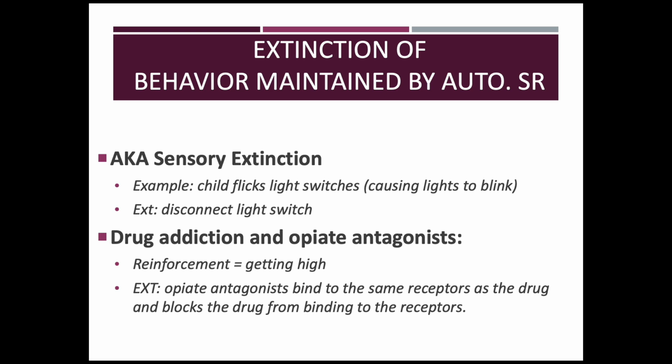Another interesting example would be the way opiate antagonists work on people who are addicted to drugs, right? So the reinforcement contingency obviously is getting high. So if you consume an opiate antagonist and then you inject heroin or smoke heroin, it doesn't produce the high. So the contingency, the reinforcement, has been removed. So the behavior reinforcer contingency is broken.